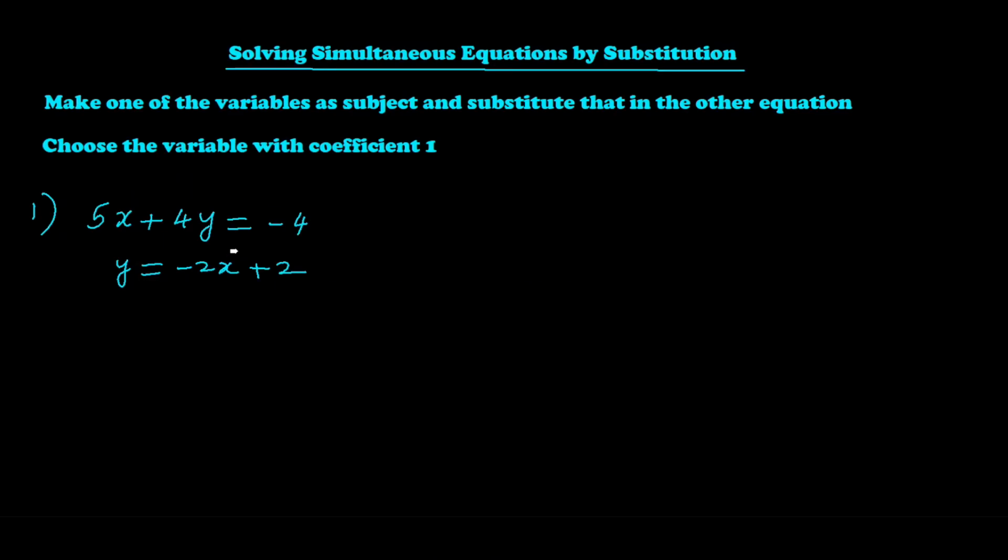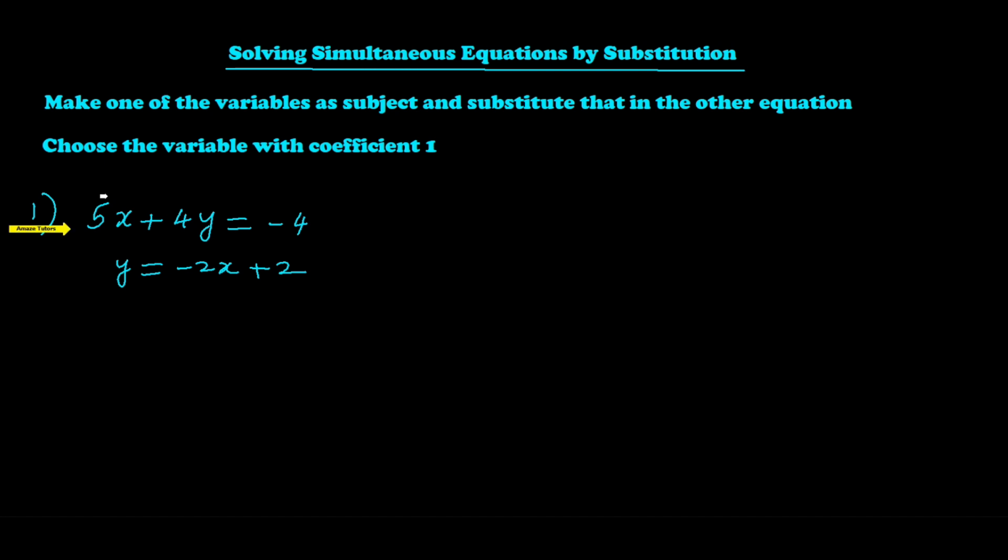Channel. Today, this is a continuation of simultaneous equations. We learned about the elimination method in our last video. This is the other method, which is substitution. As the name says, you're going to make one of the variables the subject and substitute that in the other equation to solve for that variable. So mostly choose the variable with coefficient 1. If the coefficient is not 1, I'm going to show how to do that with one of the examples.